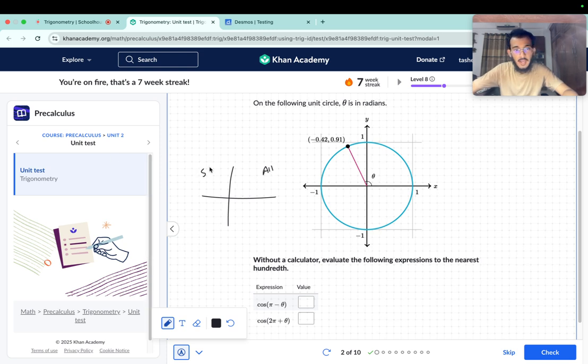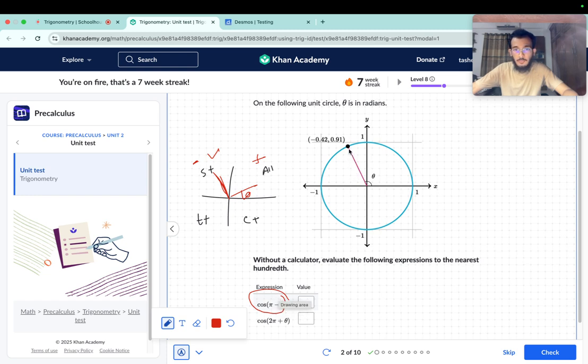Here we have sine positive, everything else negative. Here tan positive, everything else is negative, and cos is positive, everything else is negative. Now cos of pi minus theta: if this is the theta, the basing angle, then pi minus theta is basically telling you to go to the second quadrant. As you can see here, cos was positive and here it became negative. So whenever you subtract theta from pi, you're flipping the cos value.